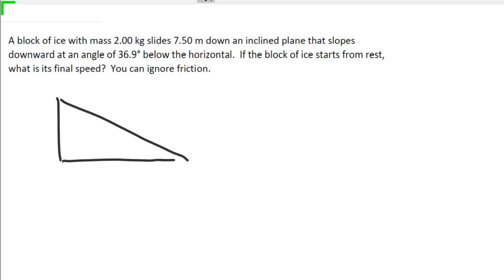Here's our ramp like this. And then I'll just call this angle theta instead of writing in the 36.9 degrees. So this is theta here. And we have a block. Let me give a different color to the block here. Block of ice. It slides down. This ramp is 7.5 meters long. So it's like this. This is 7.5 meters.